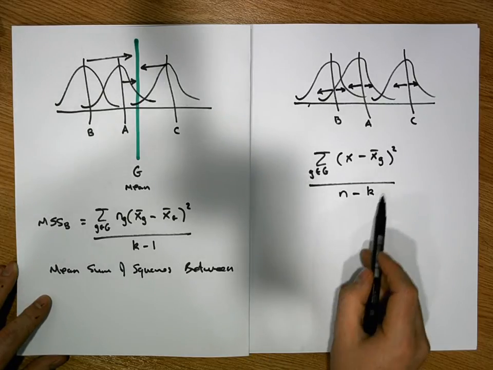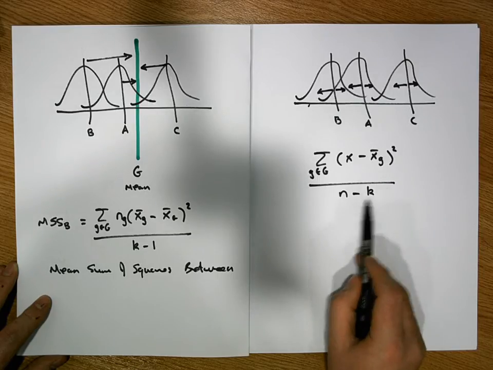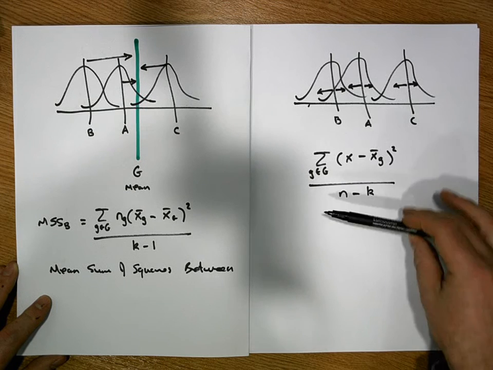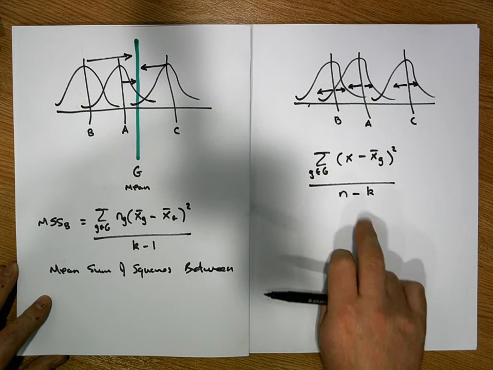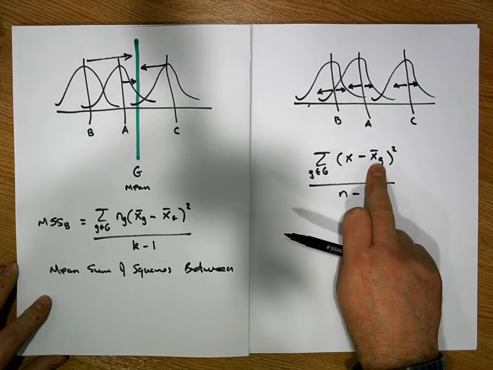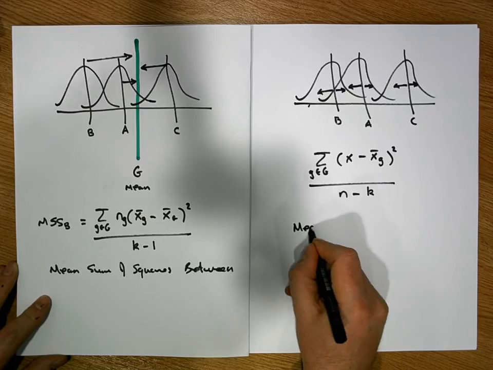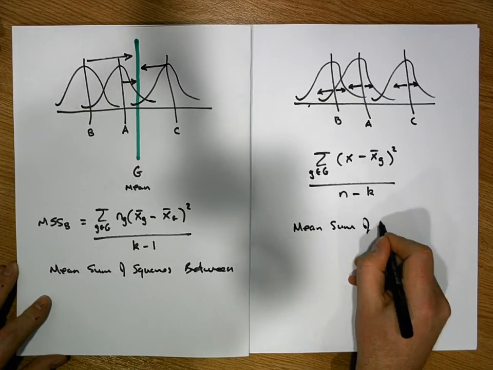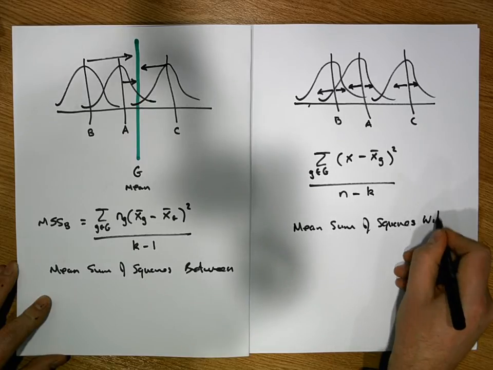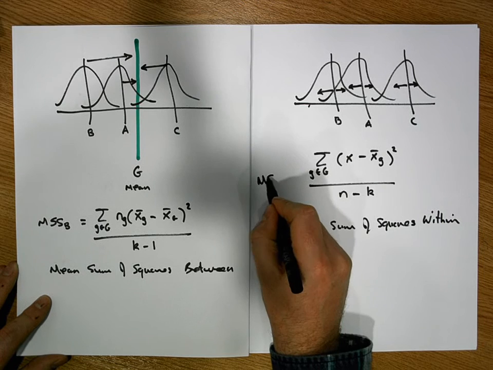Just keep in mind here that as n gets large, the number of groups won't really influence this particular number. But effectively, what we're calculating is an average. It's the average squared distance that individual observations are away from their own group. So this particular measure is known as the mean sum of squares within, because we're measuring them within the groups themselves.